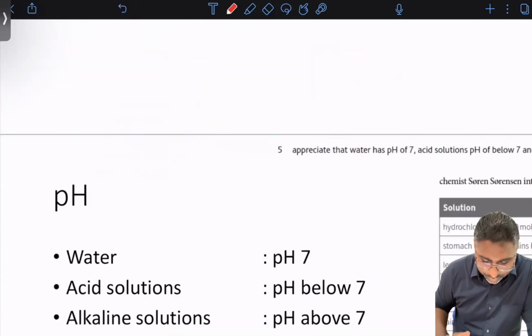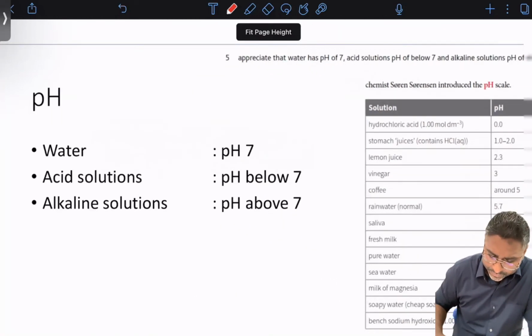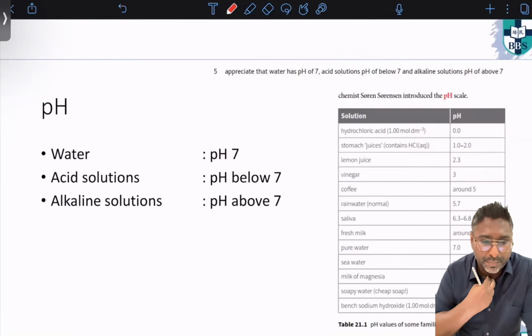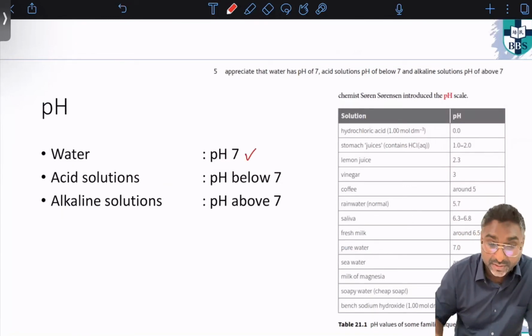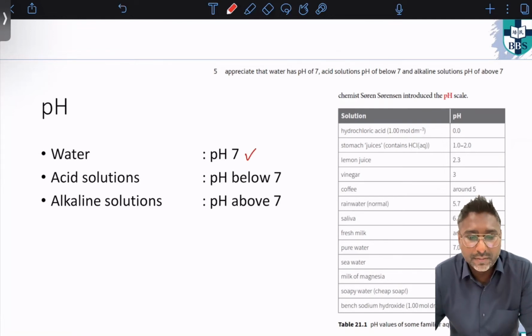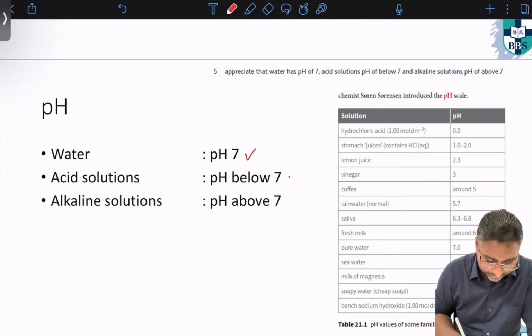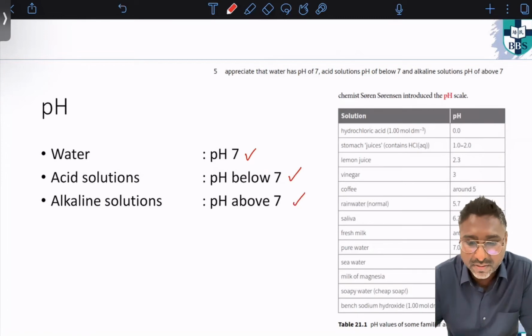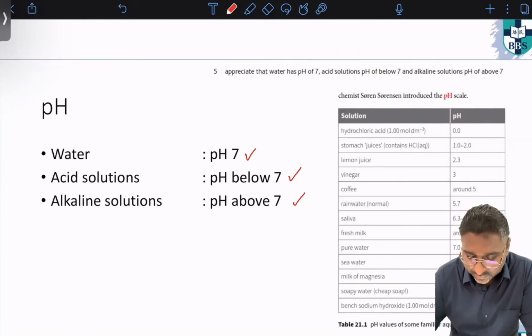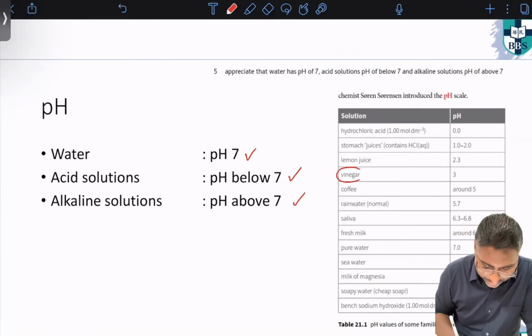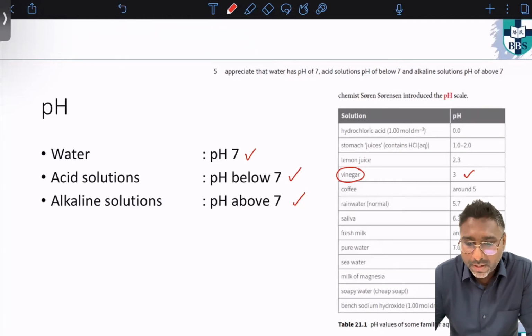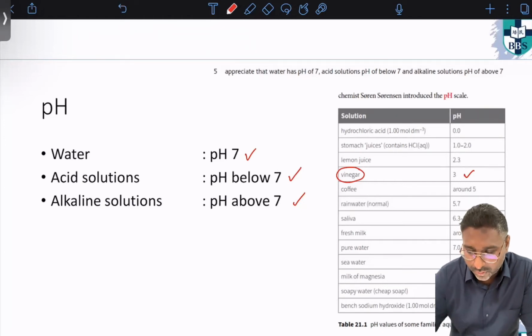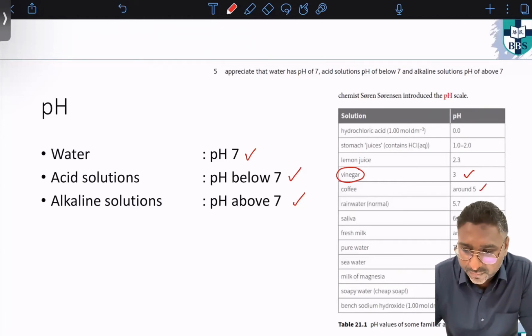So the next thing is, I think, quite simple. You should know that pH of pure water will be pH 7. Acid solutions, the pH is going to be below 7. Alkaline solutions, the pH is above 7. You can see some examples, like vinegar, pH 3, so it's considered to be a weak acid. If you look at coffee, pH is around 5, so it's a weak acid also.